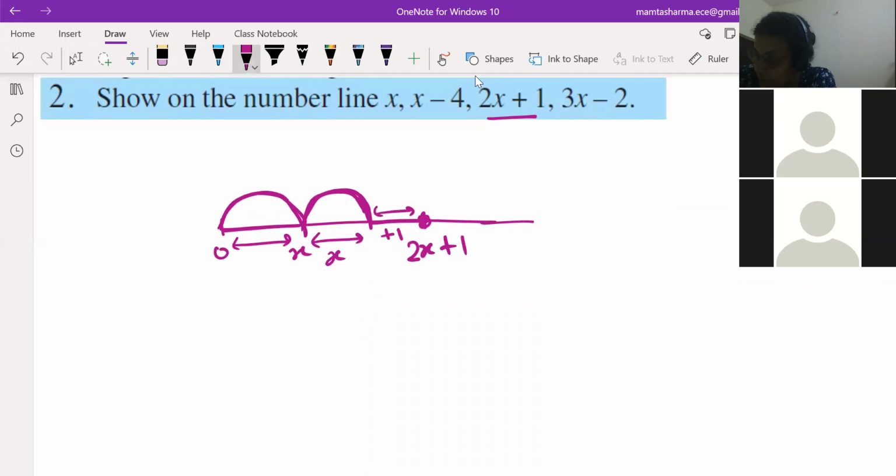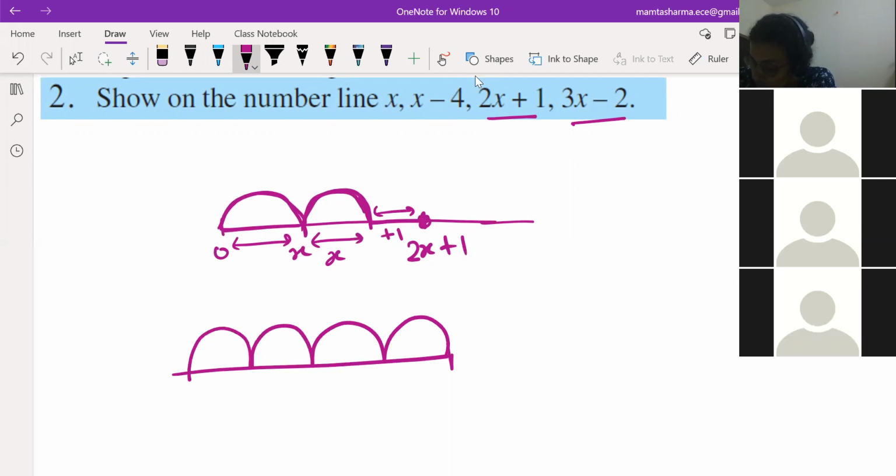Clear? If I say it is 3x minus 2, it means x, x, x, 3 times, 3x, minus 2.